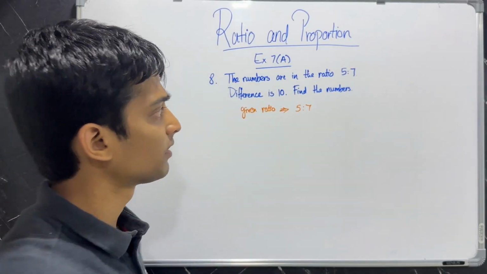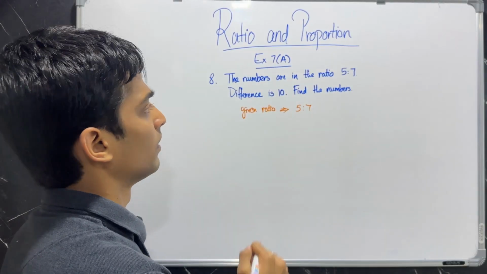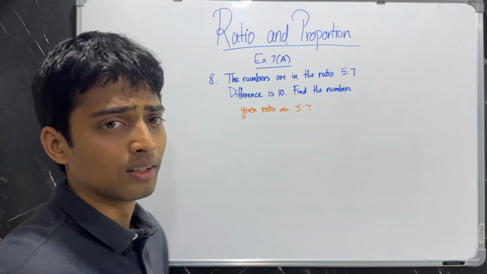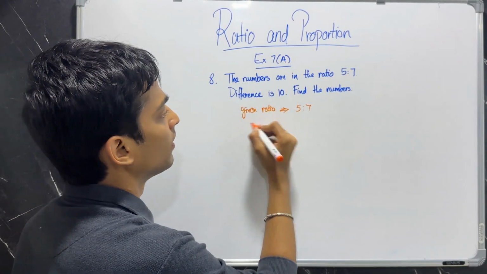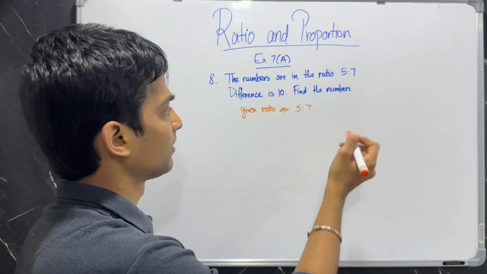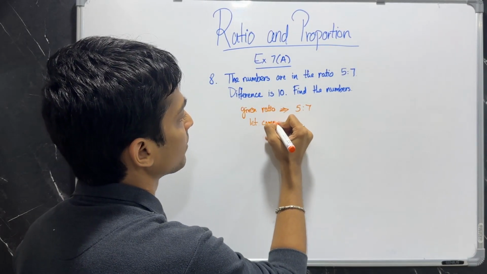So first, how do we write this as an equation? First we need to write what the numbers will be. Since they are in ratio, the actual numbers will be multiplied by some common factor. So let's call it x. Let the common factor be x.